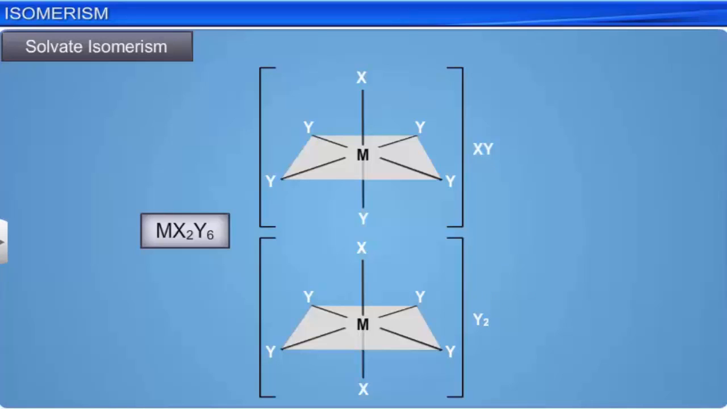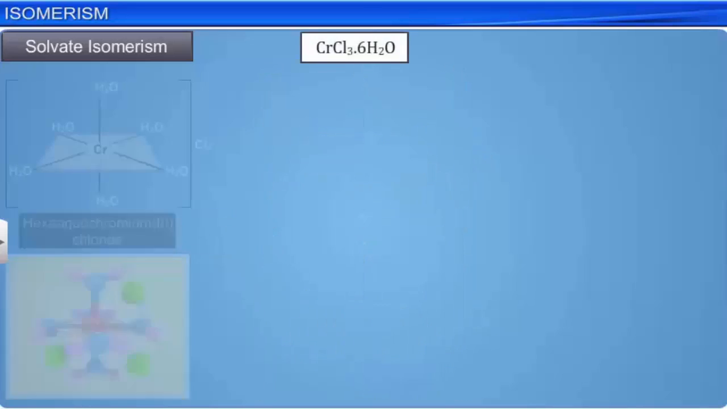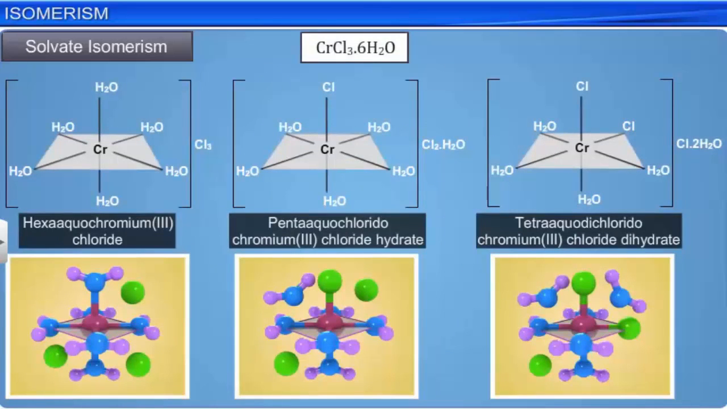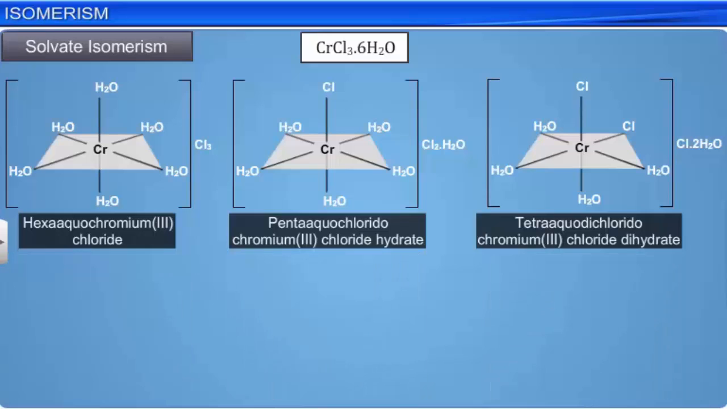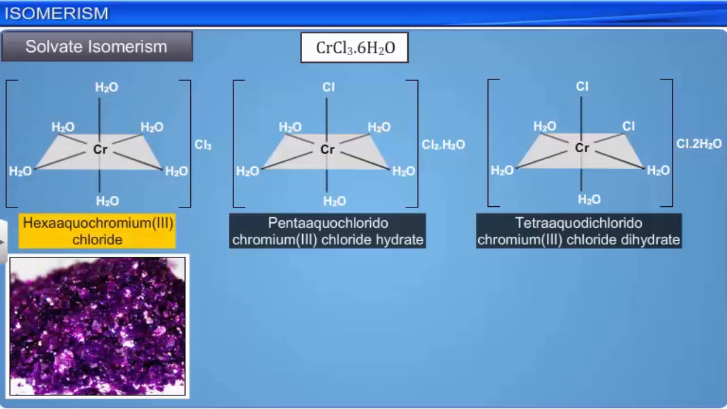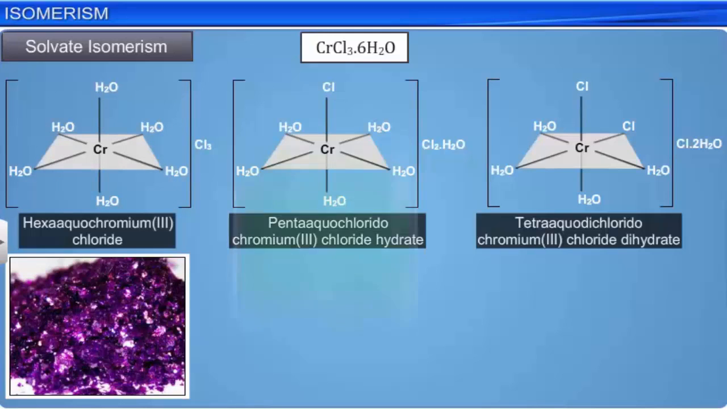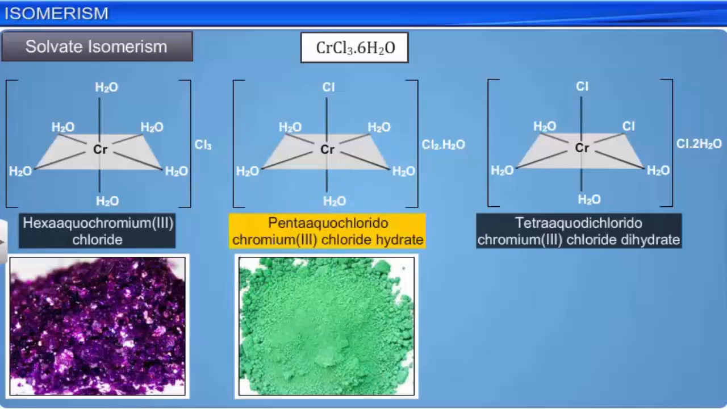3 isomers of chromium chloride hexahydrate, CrCl3·6H2O, are known. From conductivity measurements and quantitative precipitation of the ionized chlorine, they have been identified as the violet-colored hexaaquochromium 3 chloride, the green-colored pentaaquochloridochromium 3 chloride hydrate, and the dark green-colored tetraaquodichloridochromium 3 chloride dihydrate.